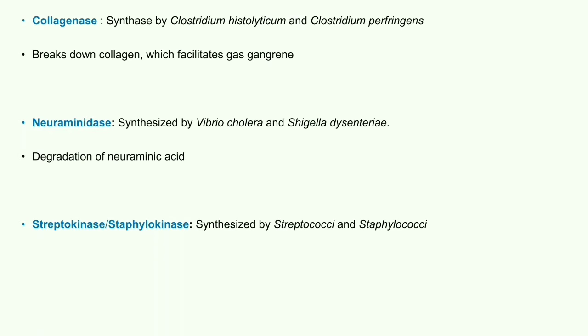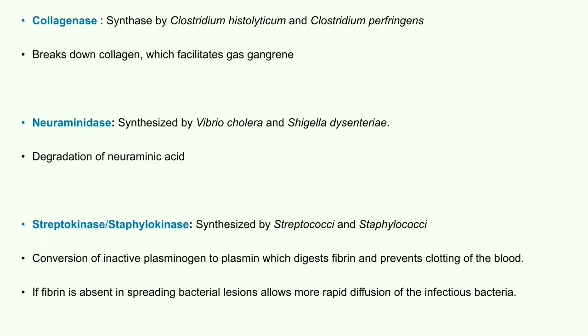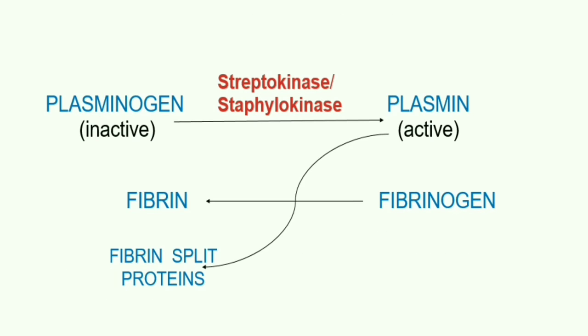They bring about conversion of inactive plasminogen to plasmin. As you can see in the diagram, plasminogen in the inactive form is converted into active plasmin. If plasmin is present, the fibrin protein, which is an essential factor for clotting, converts into fibrin split proteins. The relative absence of fibrin in spreading bacterial lesions allows more rapid diffusion of infectious bacteria.